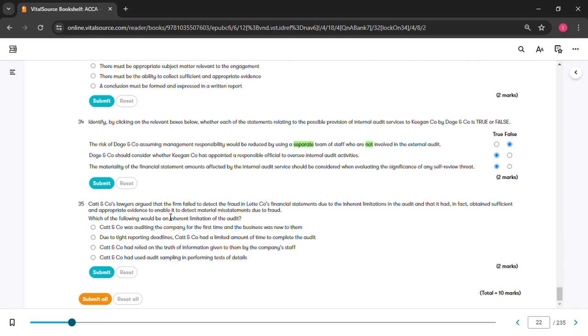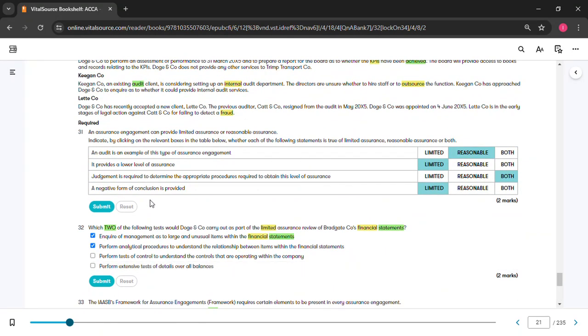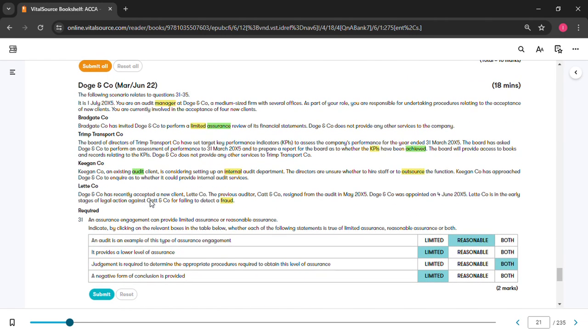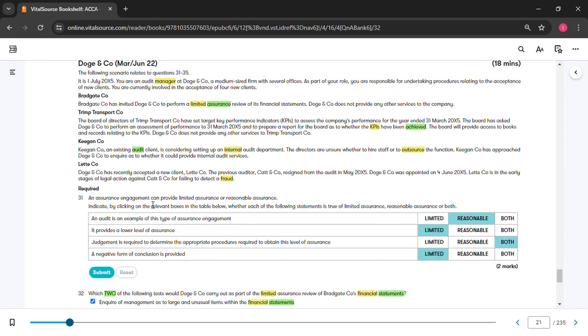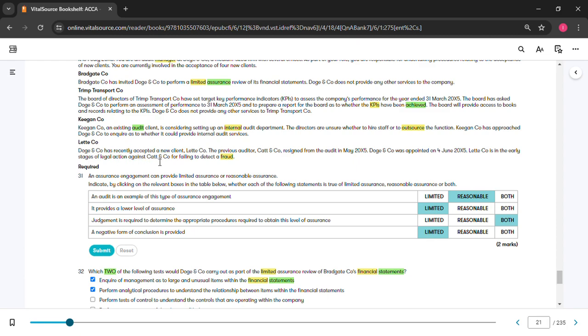What does it say? CAT, company law. First you read what CAT is talking about. Dodgy and company has recently accepted a new client, Letty. The previous auditor, Cat and company, resigned from the audit in May. Dodgy was appointed in June. Letty company is in early stages of legal action against Cat for failing to detect fraud.